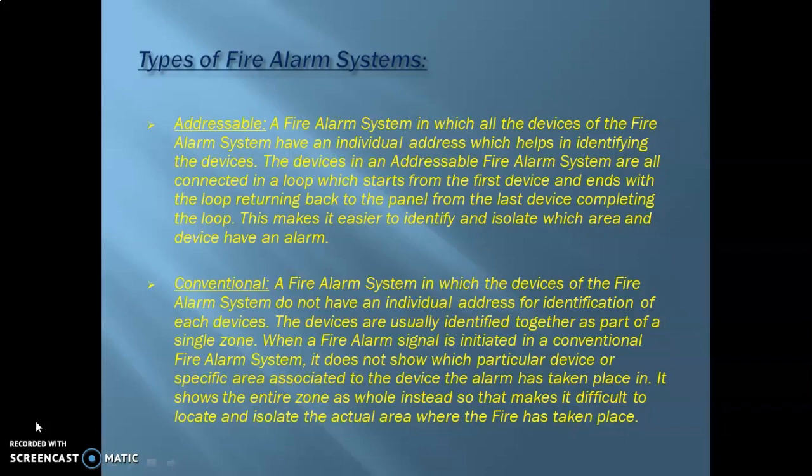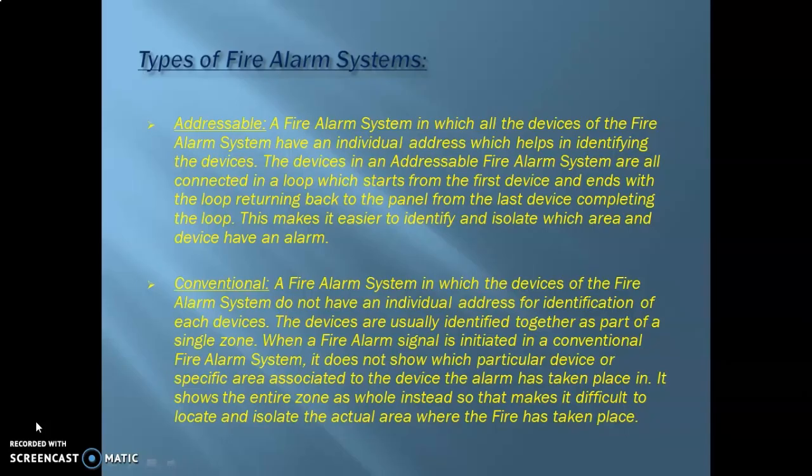Now, it is a system in which each and every single device connected to the fire alarm control panel has its very own unique address, which helps in identifying each type of device. And all the devices are connected using class A wiring and are part of a loop, which starts from the panel and returns back to the panel and terminates there.